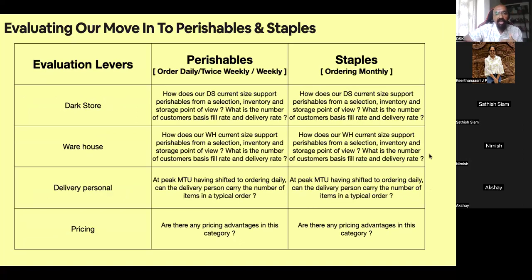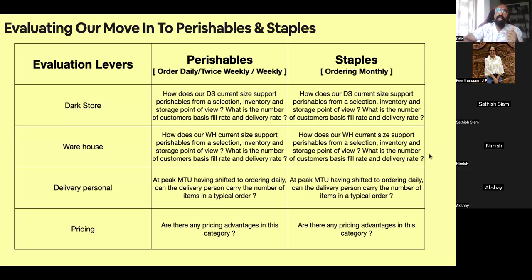So with that lens, I thought, let me try to answer a couple of evaluation levers from a product lens, right? For us, if we have to evaluate between perishables and staples to know which of these is the right set of categories, is it either or one of them? The four levers upon which the entire quick commerce equation rests are: one, your dark store. How does your dark store infrastructure facilitate moving into perishables and staples? How does your warehouse facilitate it? How does your delivery personnel enable moving into perishables and staples? And is there a pricing advantage?